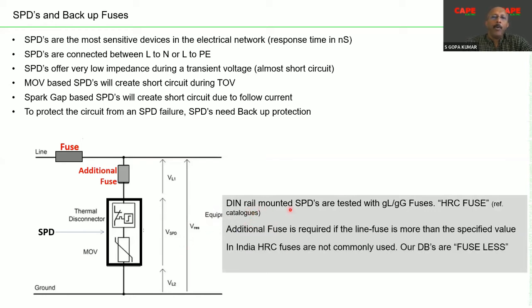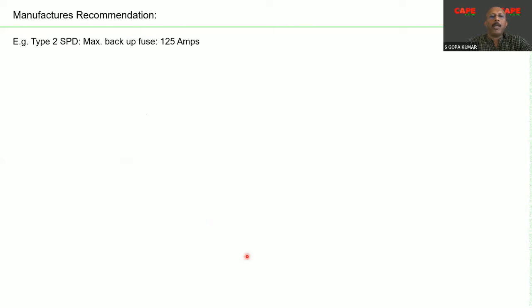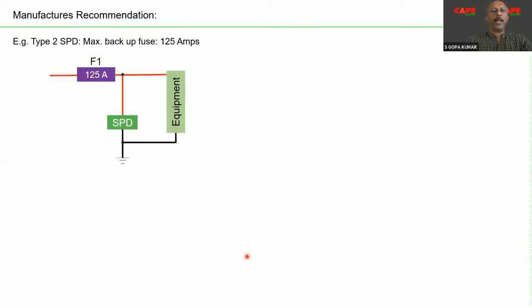Most of the time, the DIN rail mounted SPDs are tested with the gG fuse. If you look at the manufacturer's catalog, you can find it. gG is nothing but an HRC fuse. So additional fuses are required under certain conditions. Let us look at what those conditions are. Now I am showing a picture. Here on the line, there is a 125 amps fuse. Let us imagine the manufacturer told that the SPD, a type 2 SPD, has a maximum backup fuse of 125 amps. And so normally we say that the SPD doesn't require a backup fuse if the line current is up to 125.